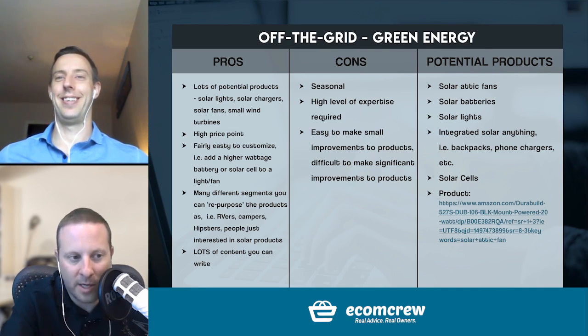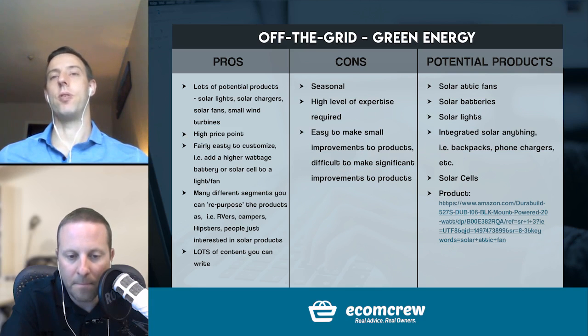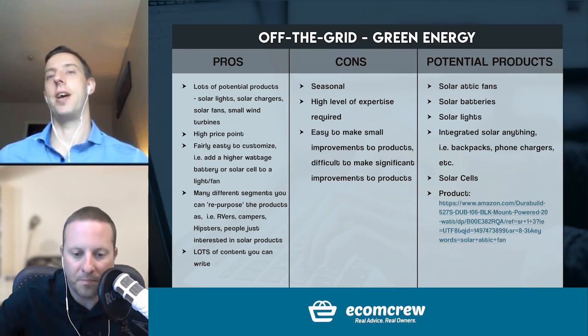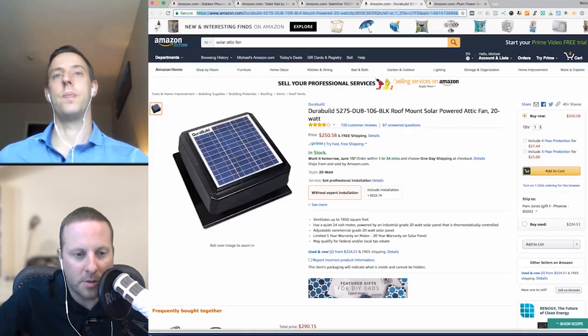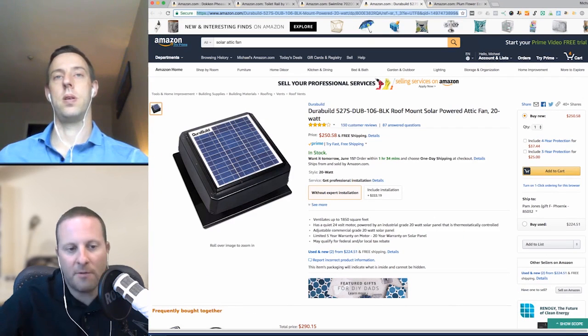These are, as we talked about, very high price point items with a lot of margin. And this is a great example of something that you could develop right there. Yep. And again, the same thing goes with solar cells, so just the actual cells, which are taking the energy from the sun and charging things. So let's go into the solar powered attic fan.